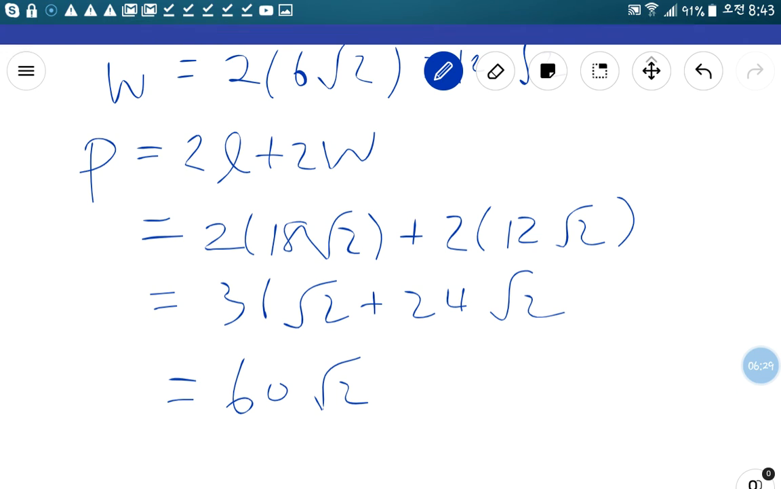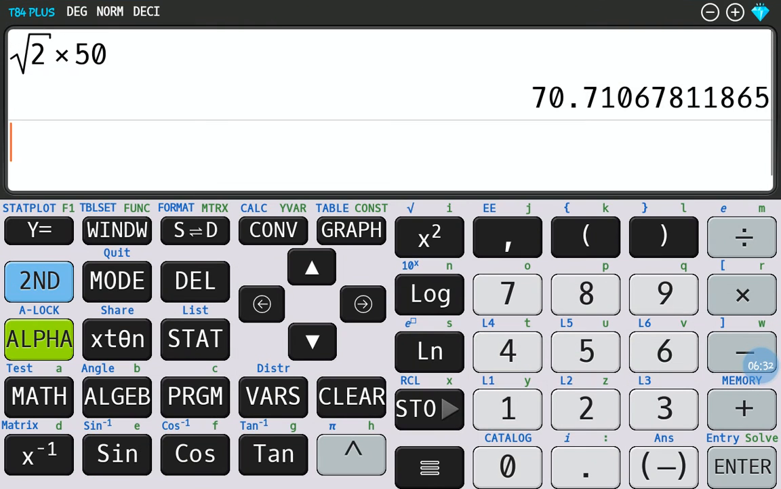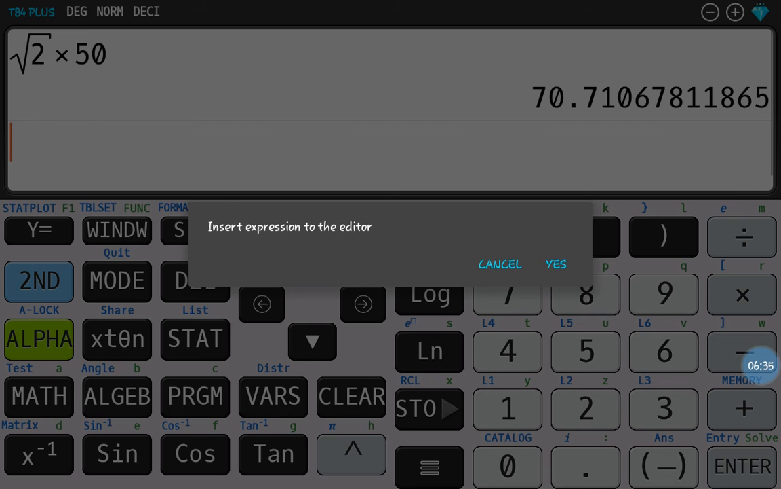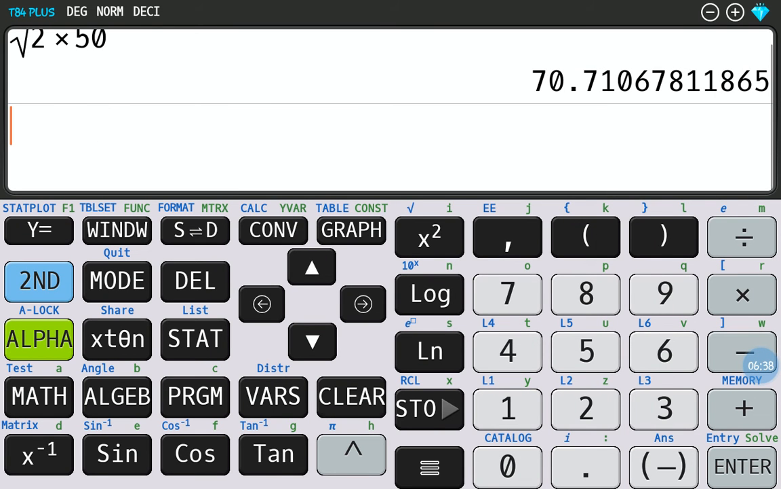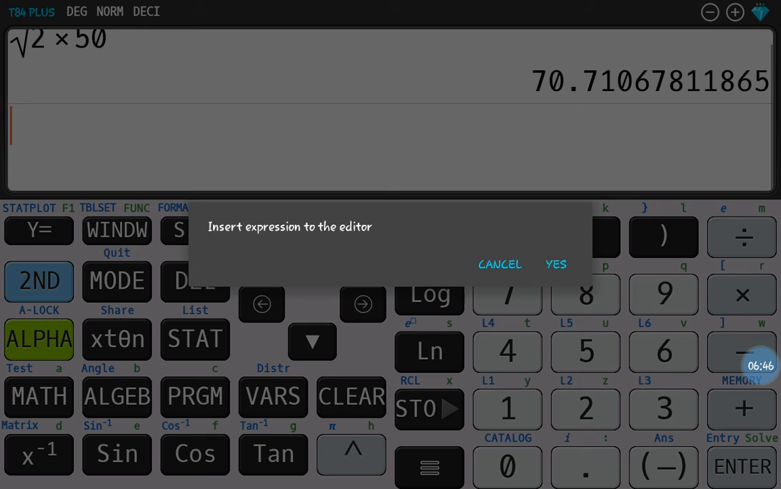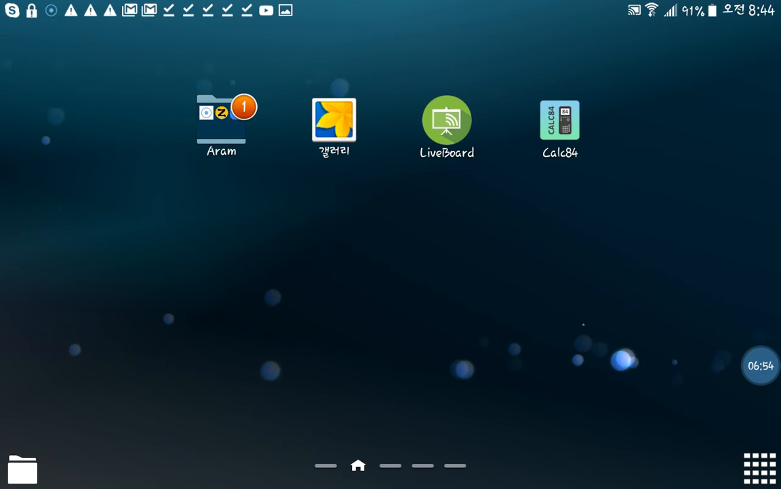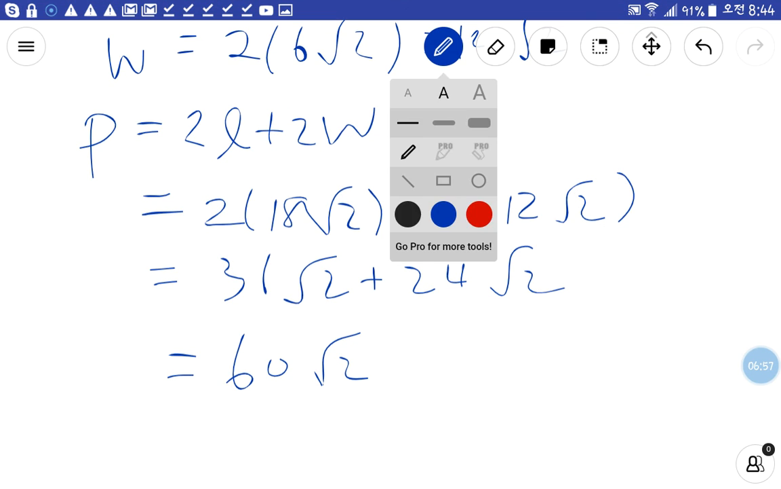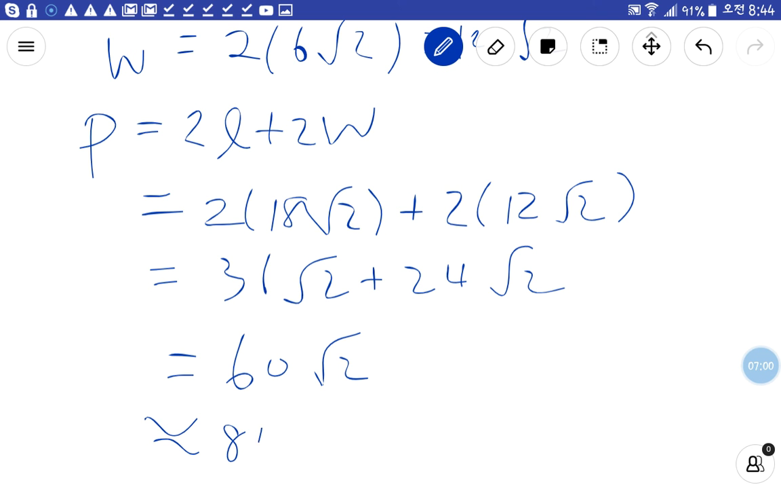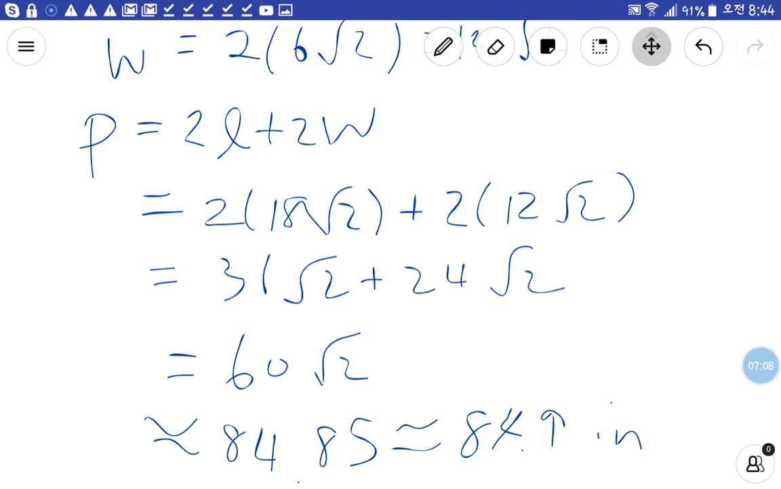So please open your calculator again. I need to get 60 radical 2, so this time I would delete, times 60, and I got 84.85. So, 84.85, but you need to round up, 84.9 inches. That will be the answer.